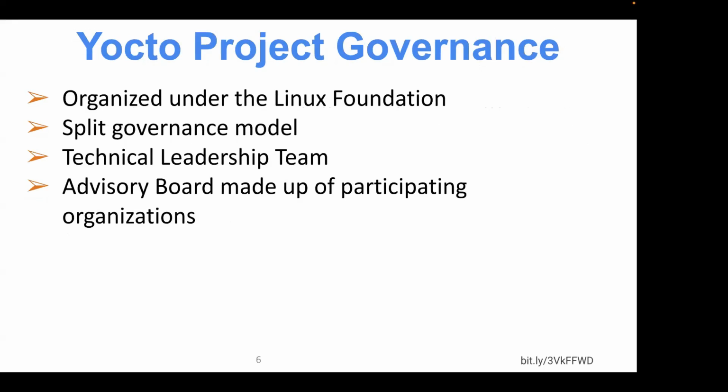As far as the project governance is concerned, it is organized under the Linux Foundation. It is a split governance model in the sense that there are two groups of people that guide what is done in the project. There's what's called the technical leadership team and the advisory board, made up of participating organizations. Essentially, what you have is member organizations that can come together and talk about the kinds of things that they'd like to see as a part of the project and have some kind of say because of the money that they pay into the project.